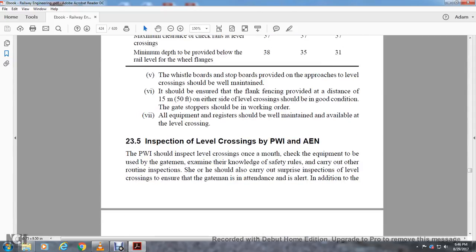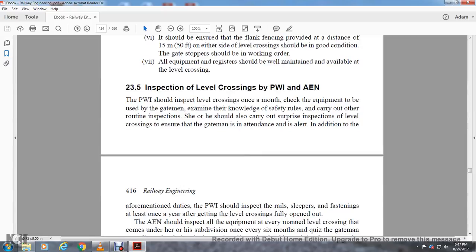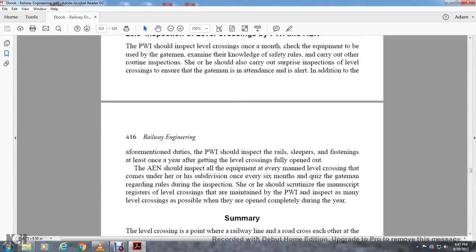235. Inspection of level crossing by the permanent way inspector and the assistant engineer. The permanent way inspector should visit each level crossing once a month, check the equipment of the gateman, examine his knowledge of safety rules, and carry out other routine inspections. He or she also carries out surprise inspections of the level crossing to ensure the gateman's attendance and alertness. In addition, the permanent way inspector should inspect the rails, sleepers and fastenings at least once a year after getting the level crossing fully opened out.